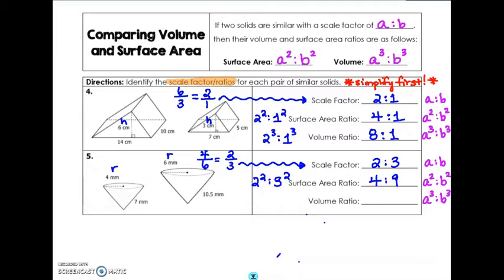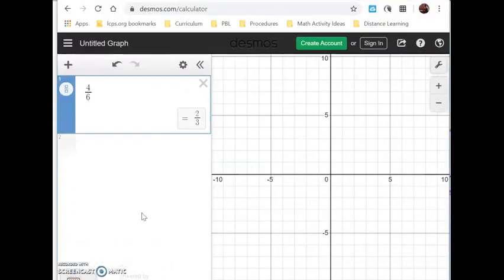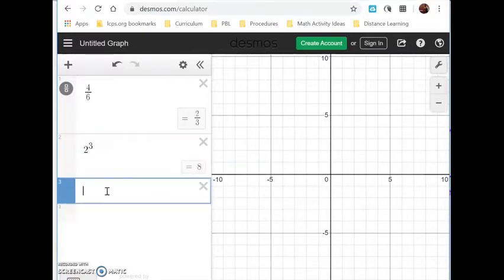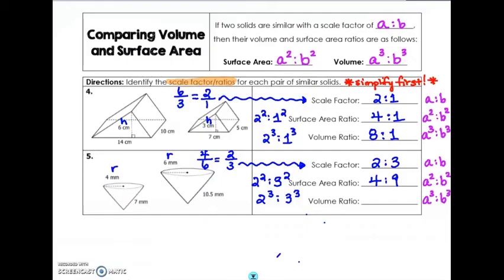Last but not least, for our volume ratio, I gotta again go back to scale factor and do 2 cubed and 3 cubed. That's going to give me my answer. If you're uncertain what those get you, you can always go to Desmos, type in 2 cubed, gives me 8, and 3 cubed gives me 27. So I have 8 to 27 as my ratio for the volume.